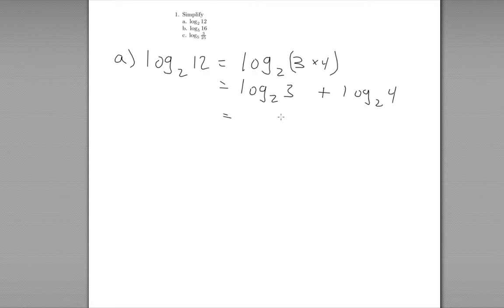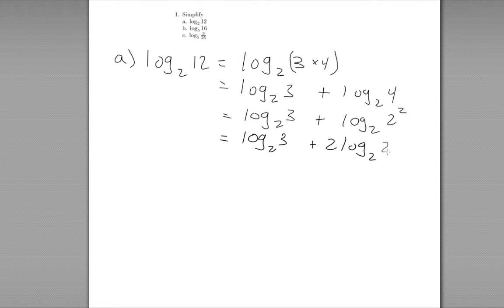And we can also rewrite 4 as 2 to the power of 2. So log base 2 of 3 plus log base 2 of 2 to the power of 2. And knowing our logarithm rules, when there's an exponent inside the log, we can bring that 2 down out front of the log. So that becomes log base 2 of 3 plus 2 log base 2 of 2. Now log base 2 of 2 is equal to 1, because that's another log rule. So that becomes log base 2 of 3 plus 2 times 1, which just becomes 2.